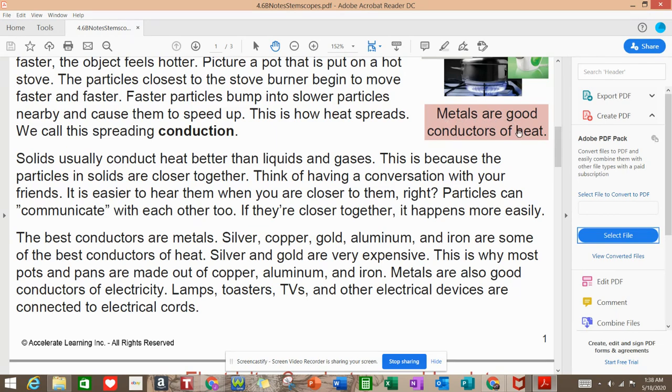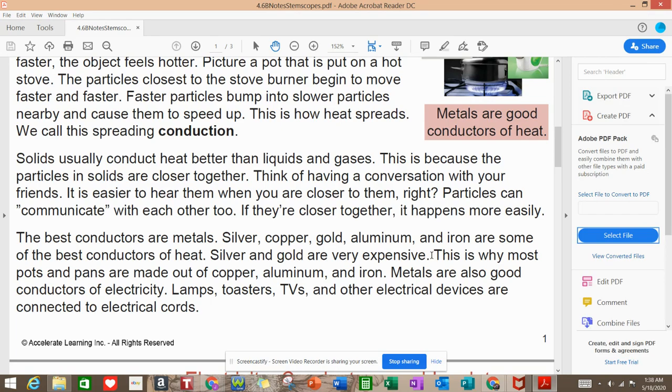Metals are good conductors of heat. The best conductors are metals. Silver, copper, gold, aluminum, and iron are some of the best conductors of heat. Silver and gold are very expensive. This is why most pots and pans are made out of copper, aluminum, and iron.